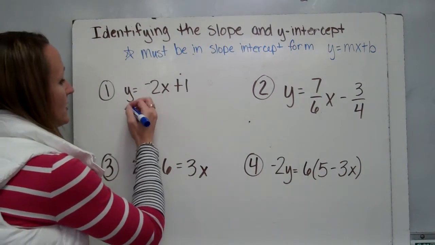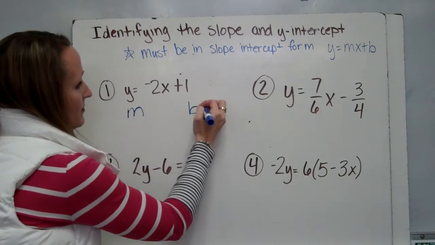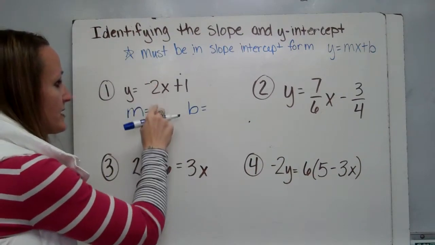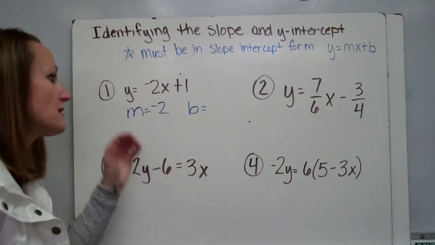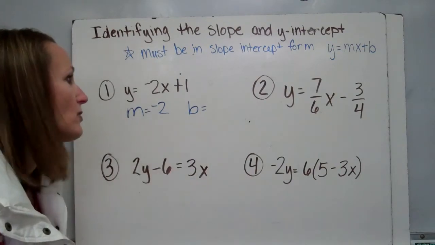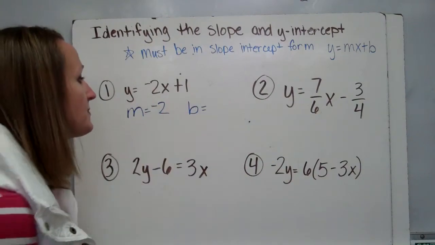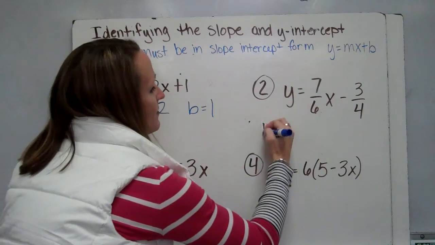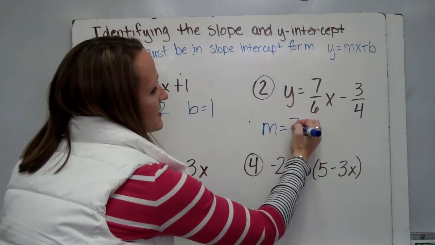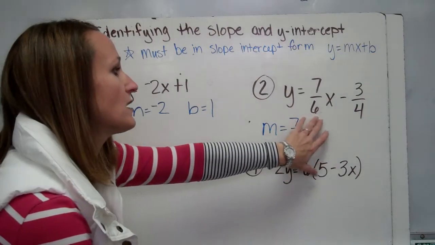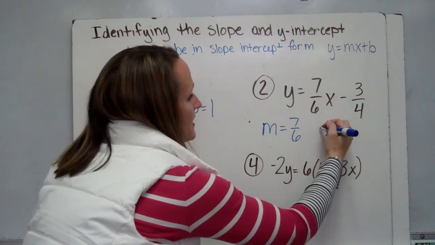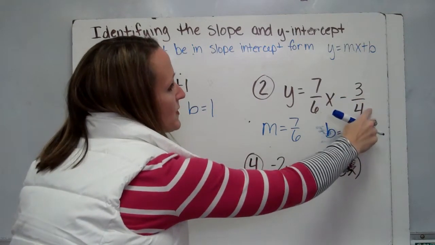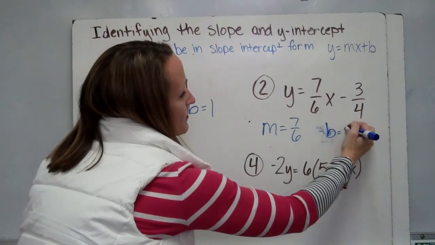So from this one, I can look at this and I can find my m and my b. My m, or my slope, remember, is right beside the x. So in this case, my slope would be -2. So this means that in this equation, my slope is to go down 2 and over 1. And my b, or my y-intercept, is just 1. Now if I go over here to example 2, my m, or my slope, is 7/6. Remember, your slope is always located right beside the x. And my b, which is my y-intercept, is not just 3/4, but -3/4.